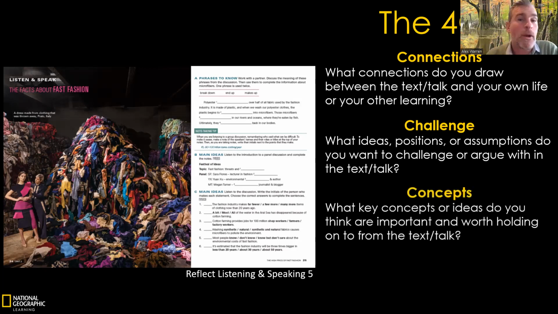The third C is about concepts. So a bit like the 3-2-1, what do you think are the most important points? What's the most important message to hold on to from the video or the text? You might have different opinions here. Well, I think this was the most important thing to remember. You might disagree. That's okay. It is a discussion.